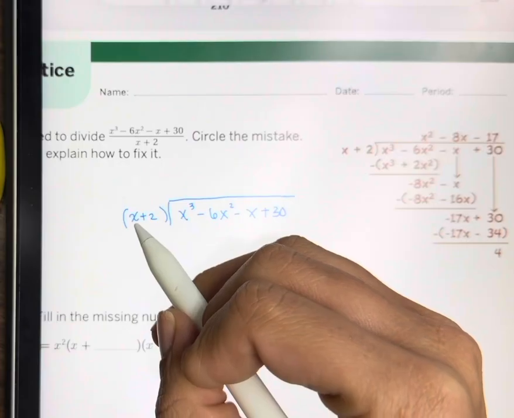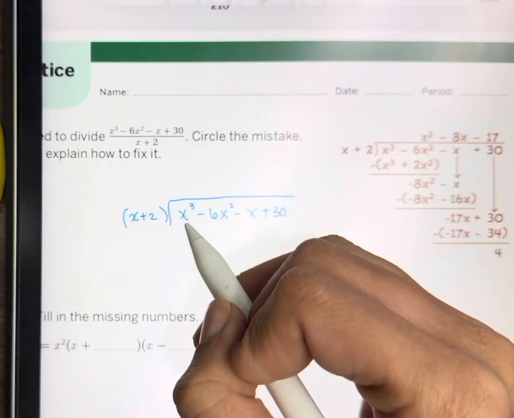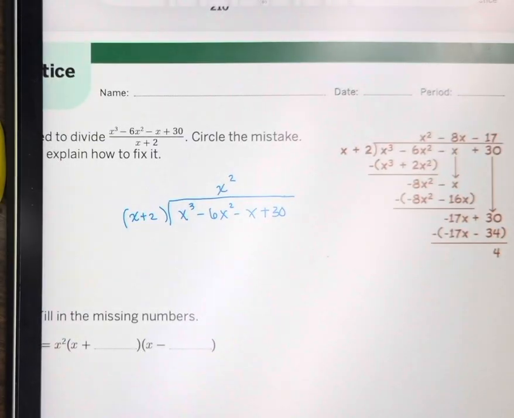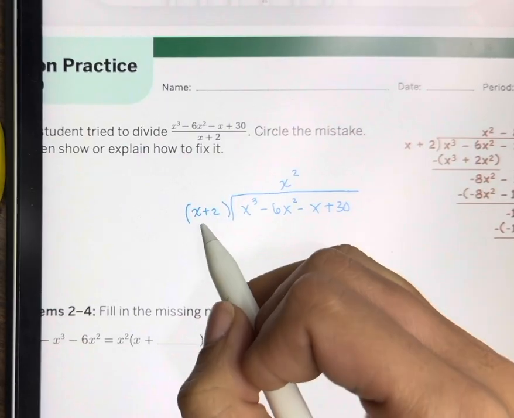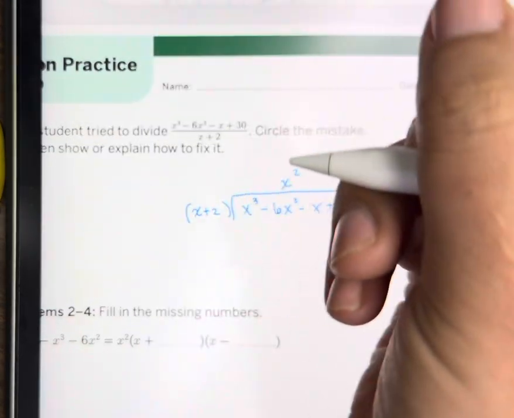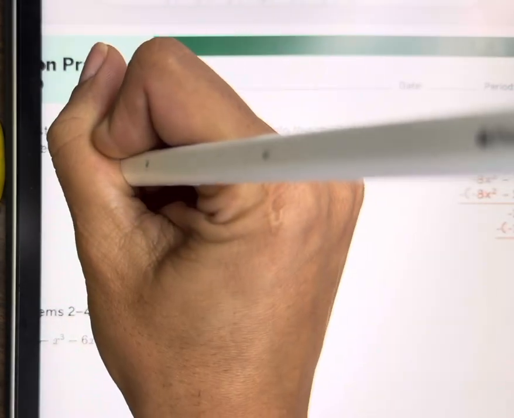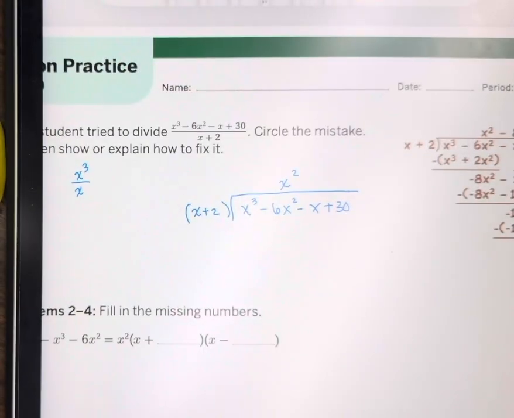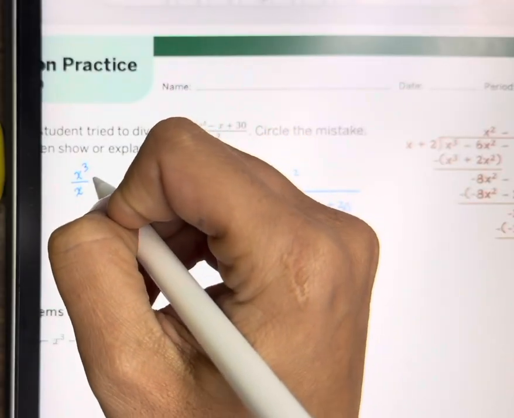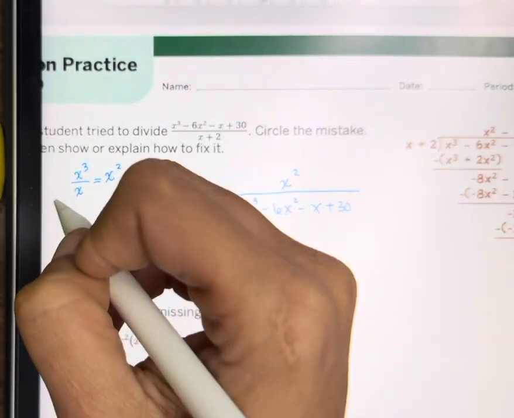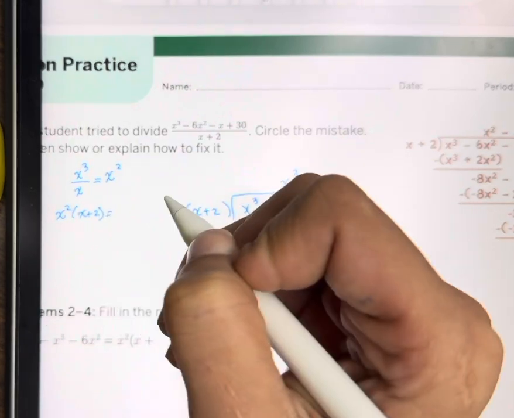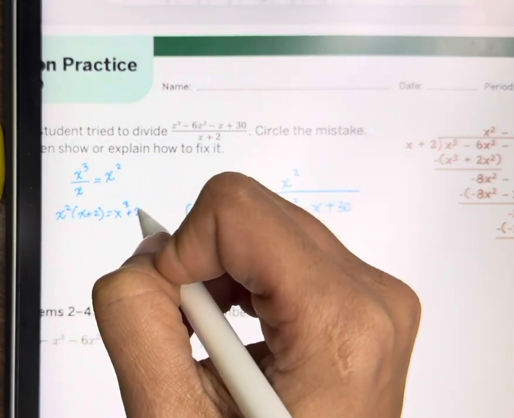Question number 1, what do I need to multiply x by to get x cubed? That's x squared. So I write down the x squared. Next, I need to multiply x squared by x plus 2. So first, I'm taking the x cubed and seeing what I need to multiply x by to get it. It's kind of the same as dividing them to get x squared, that one up here. Now I take that x squared and multiply it by x plus 2 to get x cubed plus 2x squared.